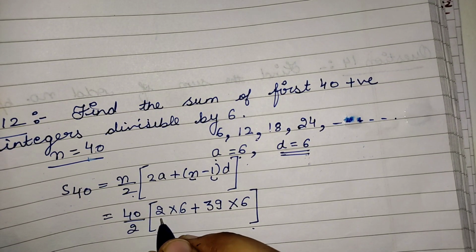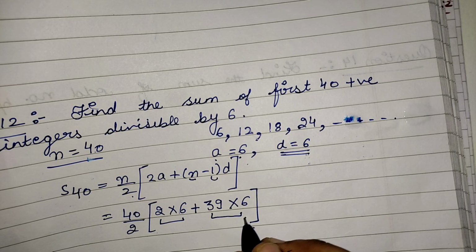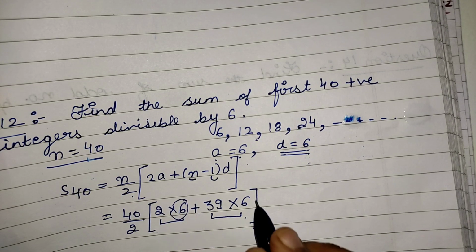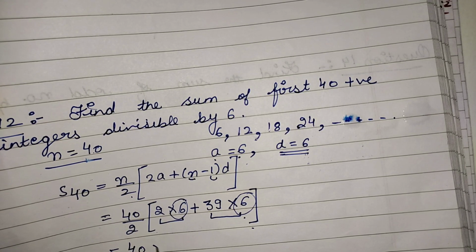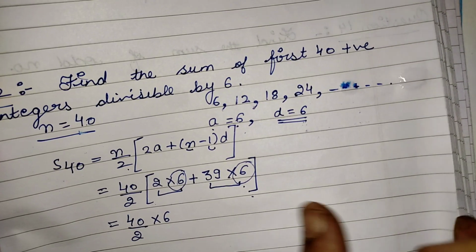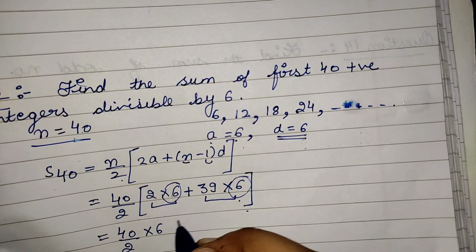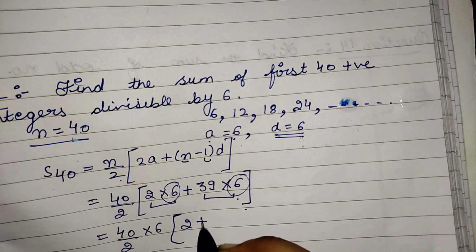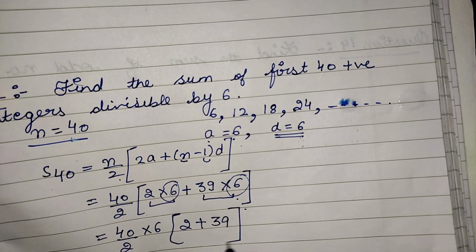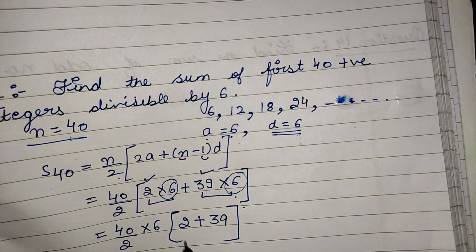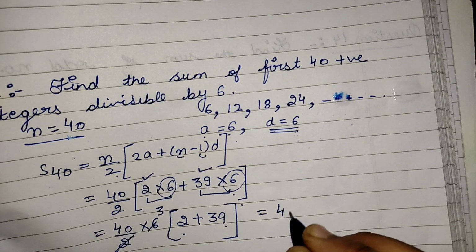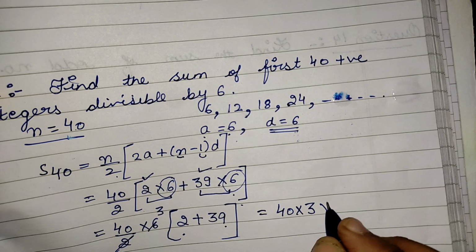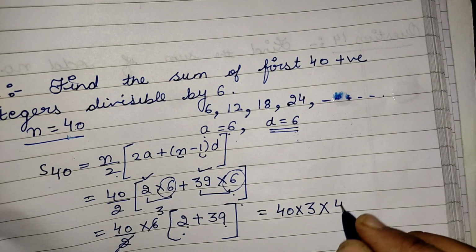So you can see that my calculation part will become easier. You can see that 6 is coming out common from both the terms, so let's take it outside of the bracket. 6 will be outside, and inside the bracket it will be left with 2 plus 39. 2 3s are 6. So 40 into 3 into 2 plus 39, which is 41.